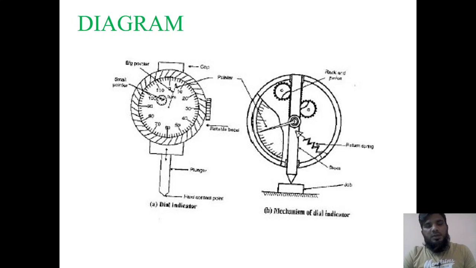Then after that, we will move the dial indicator on the surface. To whatever length we have to measure the surface roughness, or to whatever dimensions we have to measure its finish, to that length we will move the dial gauge. When you are moving the dial gauge, if there is any deviation, then the plunger will either be released or pressed.